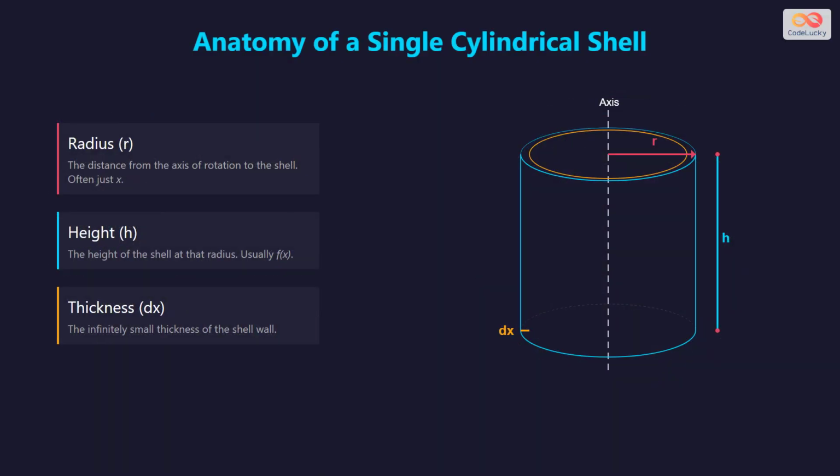Let's look at a single shell. It is essentially a hollow cylinder with 3 key dimensions. First, the radius r, which is the distance from the center axis to the shell wall. Second, the height h, which is how tall the shell is at that point. And third, a very tiny thickness, which we call dx. These 3 parameters are all we need to find its volume.